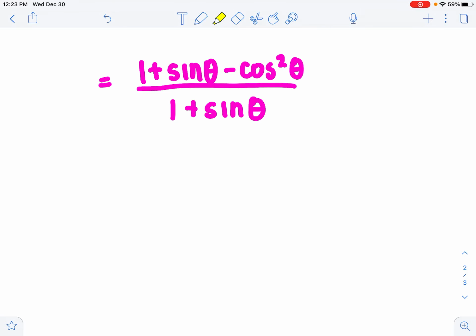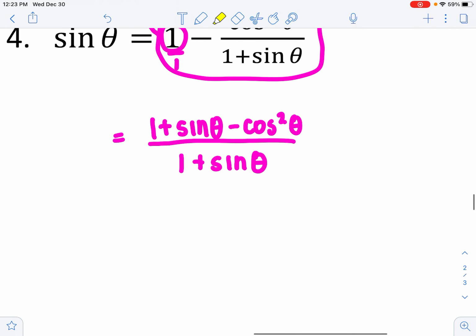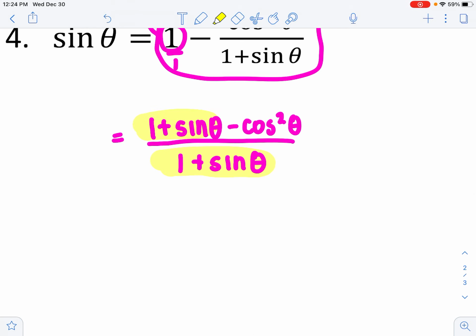Now I have to say, what can I do next? And this is where people get stuck. I'm trying to get sine of theta. I am not there yet. But what I do know is that this whole entire thing has to end up canceling out. What people will try to do is cancel it out with this. That's not going to get you to sine theta. Also, they don't cancel out because there is a minus sign right here. That is not a factor. If it was multiplication, it'd be a factor.